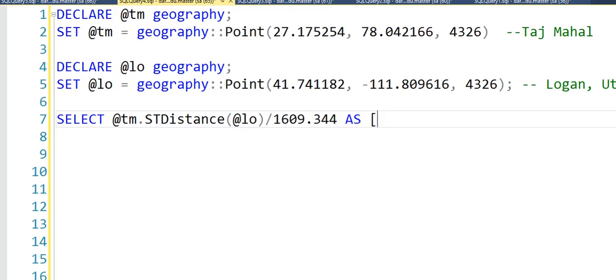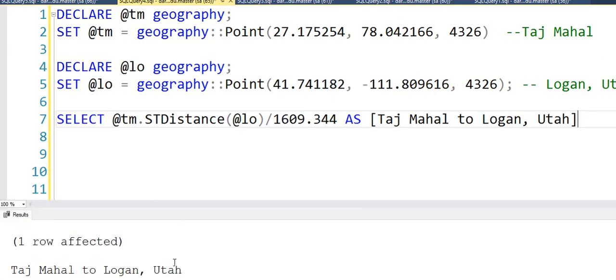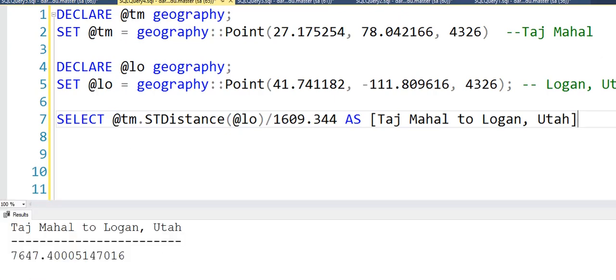So we'll say from Taj Mahal to Logan, Utah. And let's see if we can calculate a distance here. We'll notice here in the results area, it says Taj Mahal to Logan, Utah, little more than 7,600 miles.